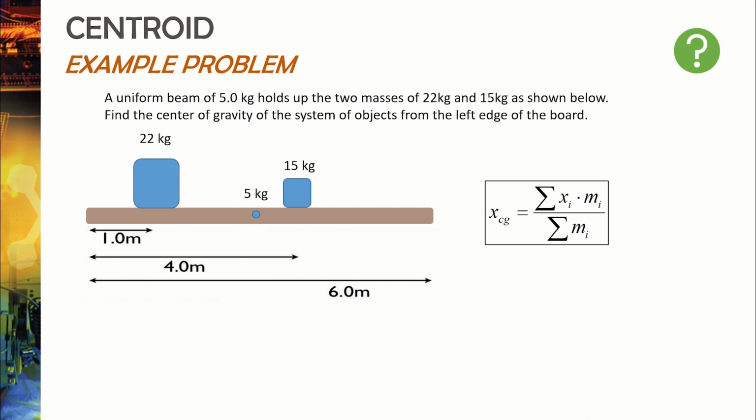Here we have a uniform beam that's 5 kilograms, and we're told that it holds two masses of 22 kilograms and 15 kilograms as shown. Find the center of gravity of the system of objects from the left edge of the board. Now what I want you to do is utilize this little equation right here and what we just talked about to figure out what is the center of mass of this 3-mass system. And I want you to do it from the left edge of the beam. So I'll give you a minute to work on this, and then we'll go over the solution when the green question mark falls to the bottom.